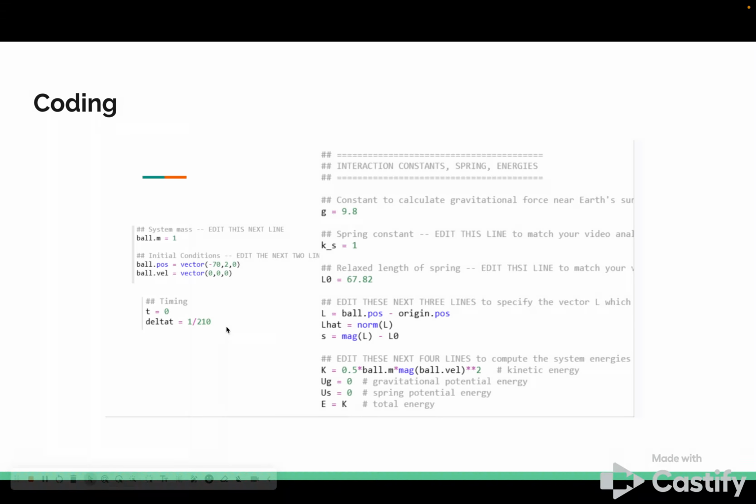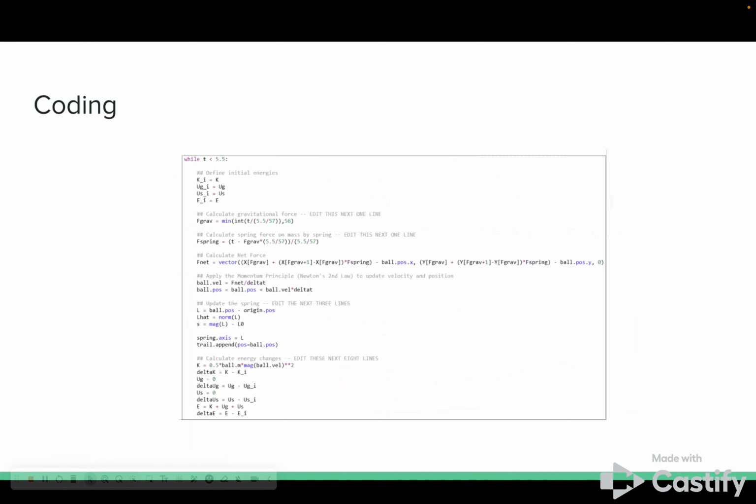So here is my coding that I used for the computational model. The mass of the ball was set to 1, and its initial vector position and velocity, along with its spring constant, the relaxed length of the spring, and so forth and so on. Here's some more coding that I used for this experiment.